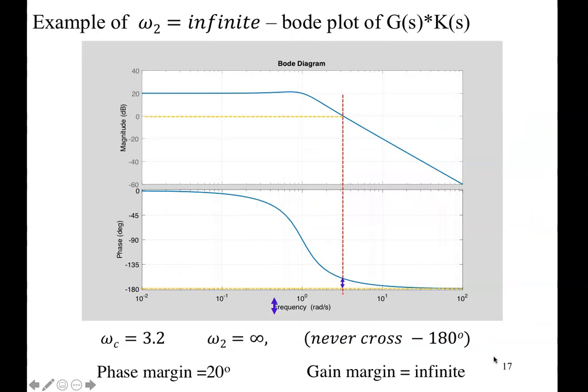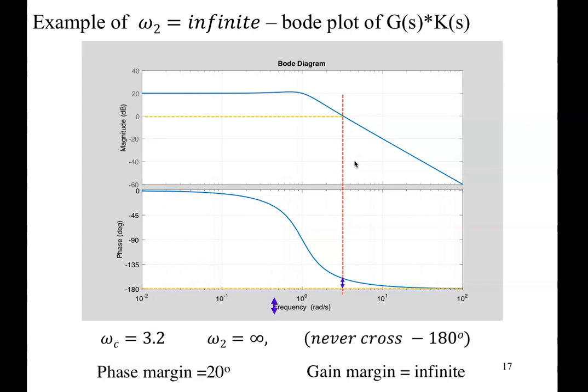I have another example. Okay, now this is the Bode plot of G times K. Okay, I'm not making life difficult for you. I'm actually making life easier. This time you don't need to worry about Ks, because the Bode plot I'm giving you includes G and includes K as well.